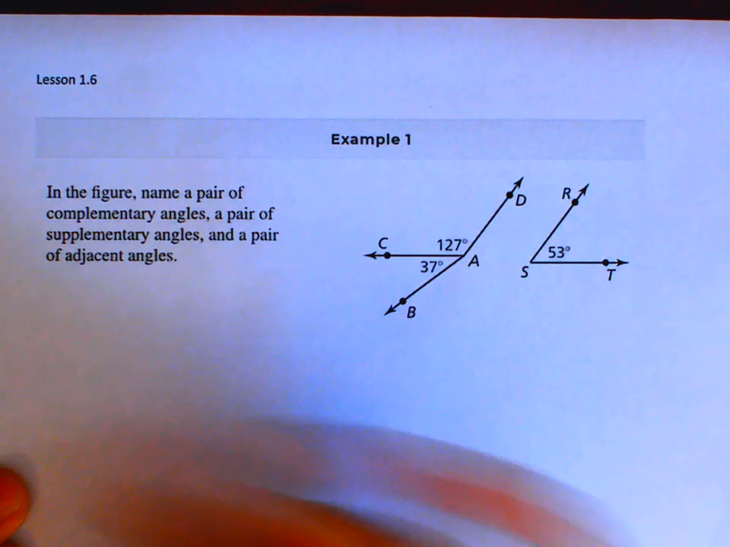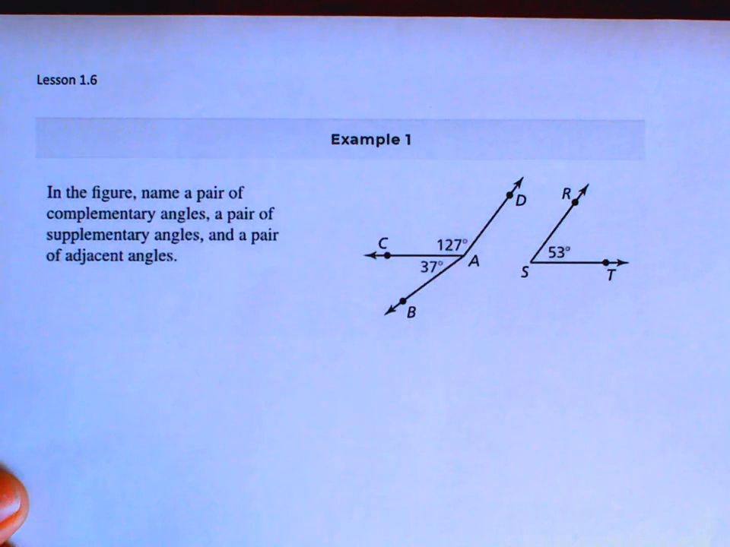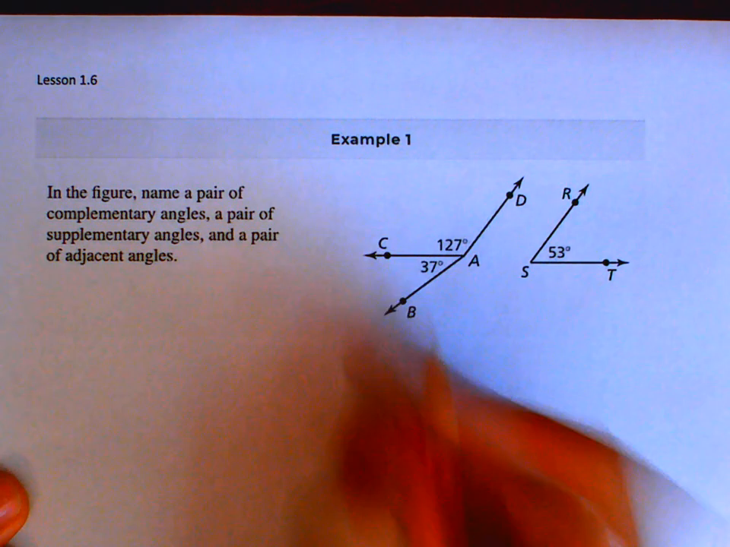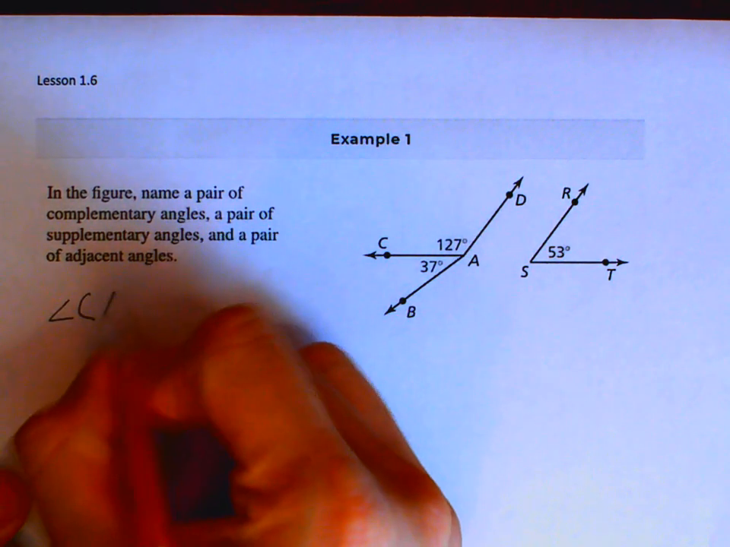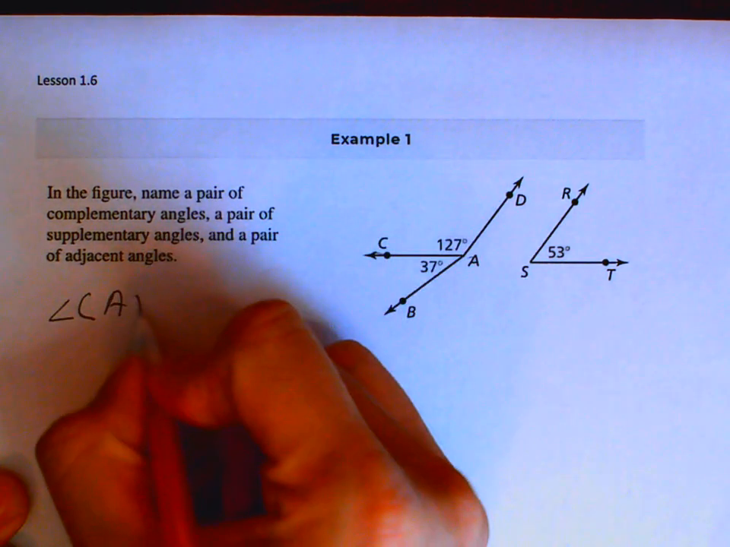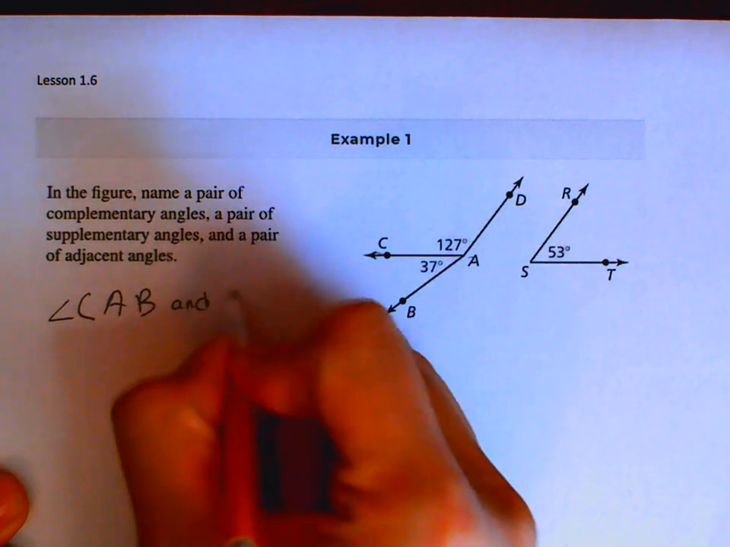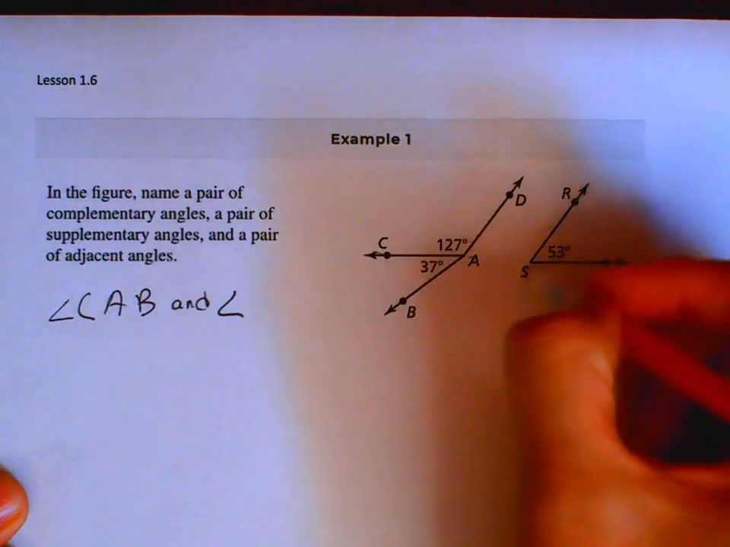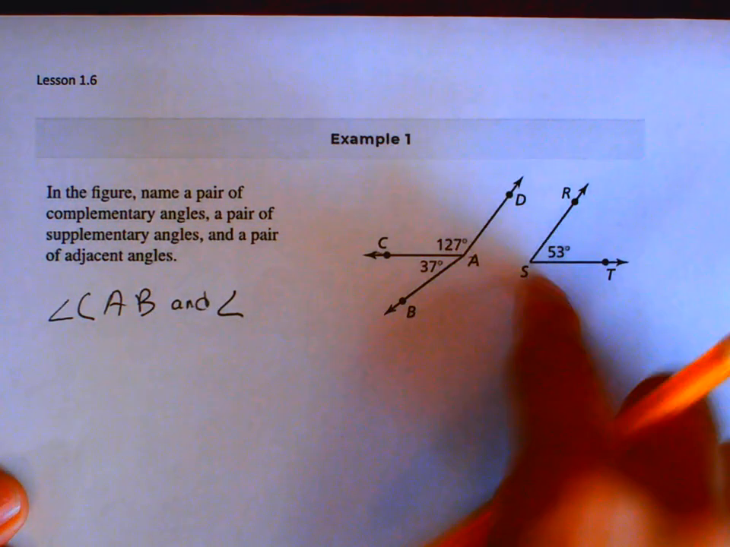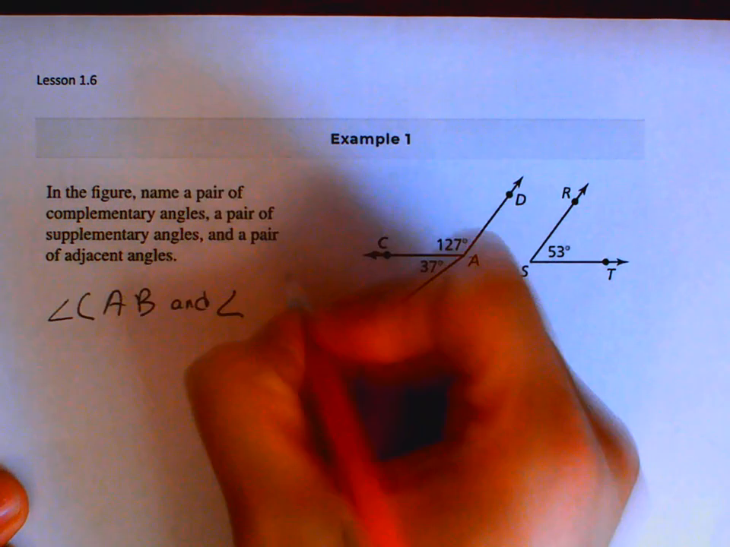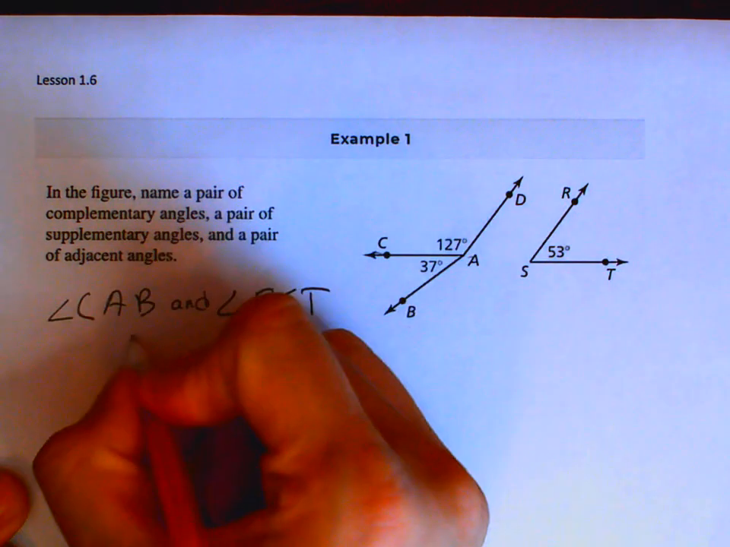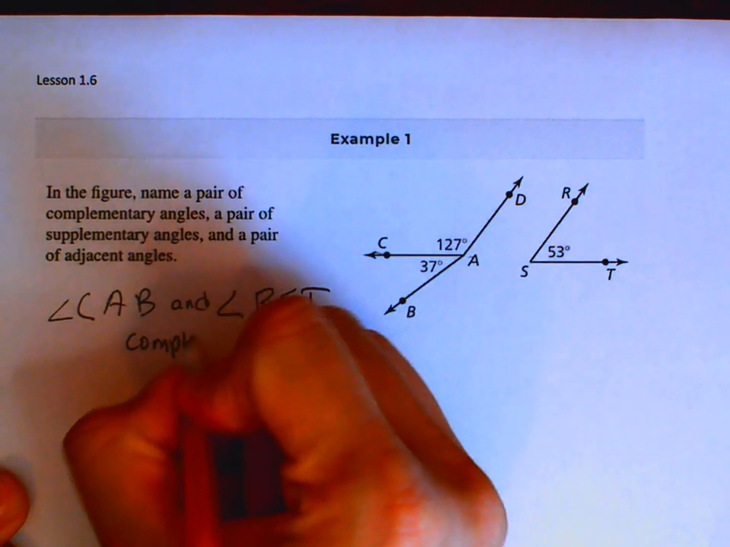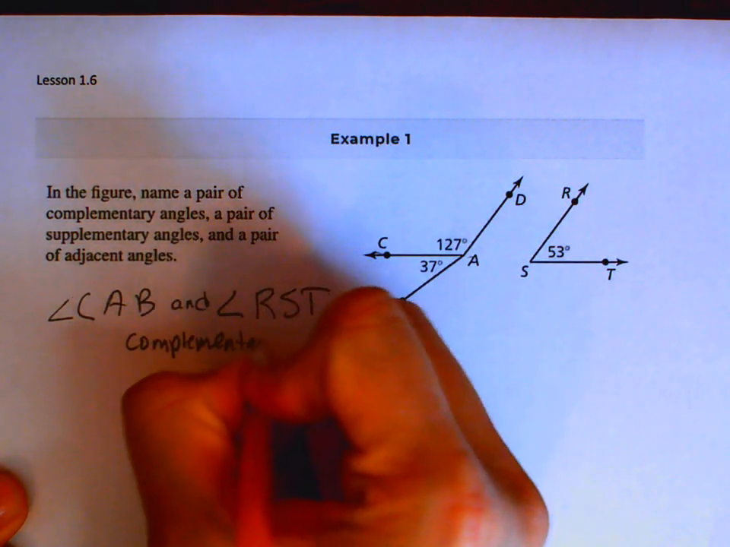So all I got to do is list them. Now, we already know how to name angles. You can name them different ways. So I'm going to name angle CAB and angle RST, TSR. I can even call it angle S. It's the same thing. These happen to be complementary.